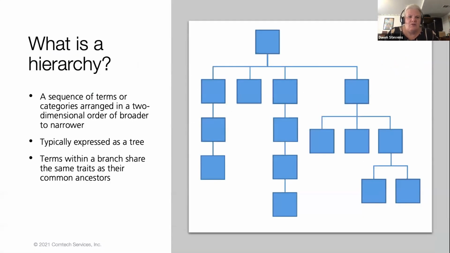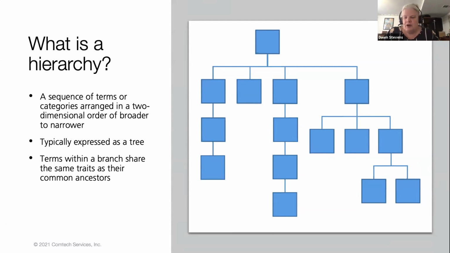Right. Continuing our move down the complexity, we hit what's typically considered taxonomy. It's this hierarchical structure of terms. So we have terms, we have categories that are arranged in some kind of two-dimensional order, that we have broader terms at the top, we have narrower terms at the bottom. It's typically expressed, as we see in the image, just as a tree, and terms within a specific branch share similar traits as their ancestors.